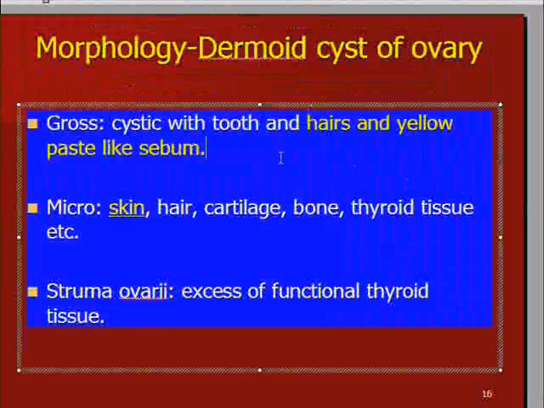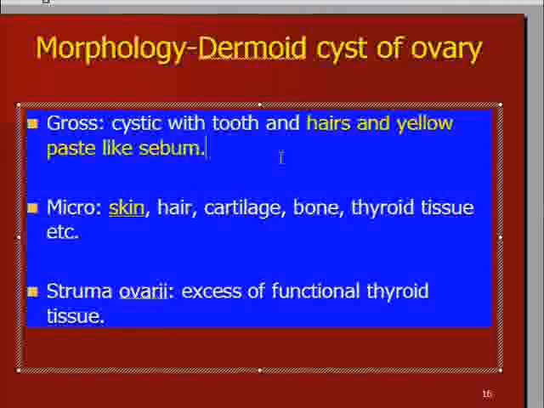Suppose there is no picture in the exam. In this case, how to diagnose it? The moment you do a surgery, open up the ovary, what you see? You see this tumor is cystic, completely replacing the ovary. You can see tooth, you can see hair, and you can see yellow paste-like material.